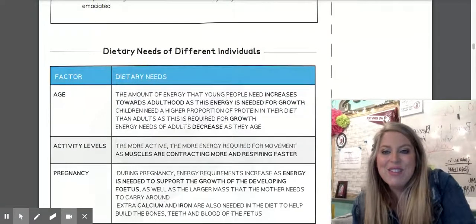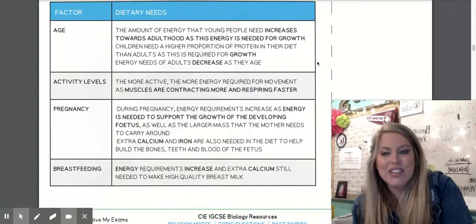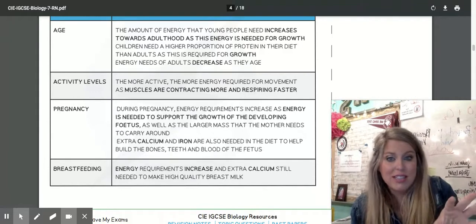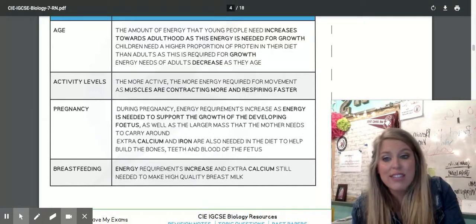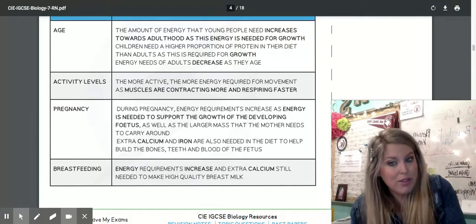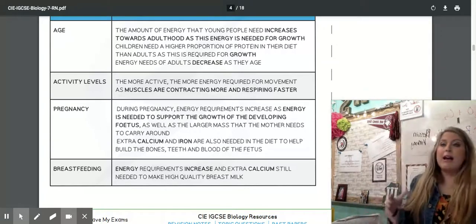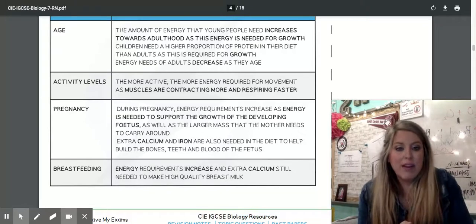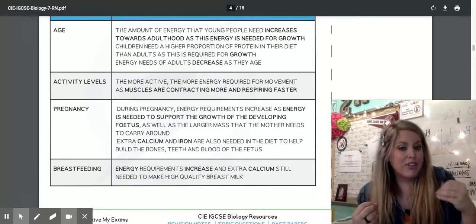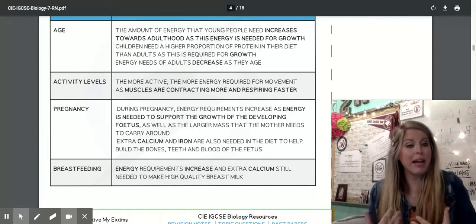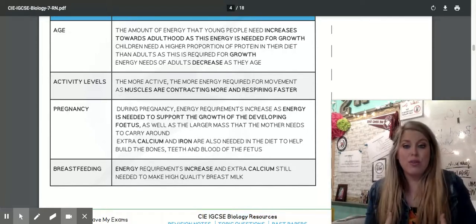Okay, and then of course dietary needs of different individuals. You have to take into account how much energy you need to sustain life depending on your age, your activity level, if you're a female who is pregnant or breastfeeding. So we start to discuss how males and females are going to need a different amount of nutrients and energy to sustain basic functions, because our bodies are composed in different forms.